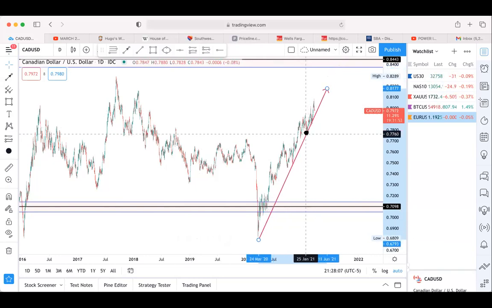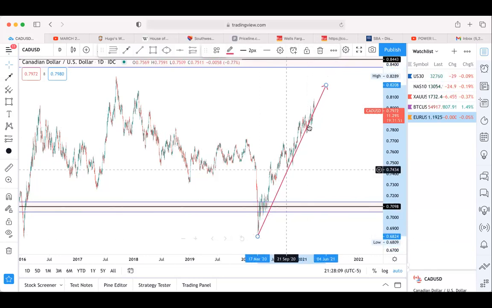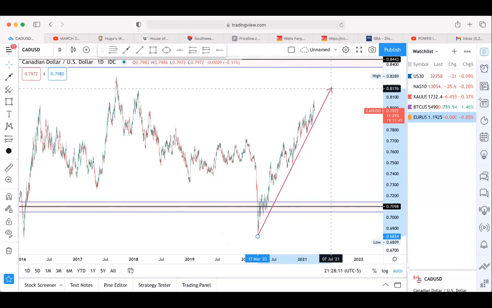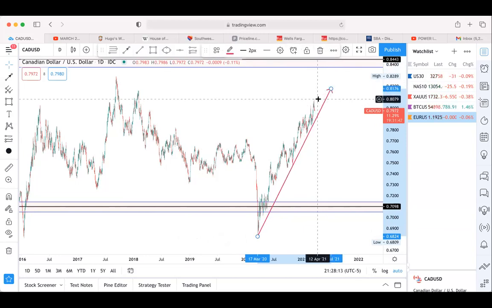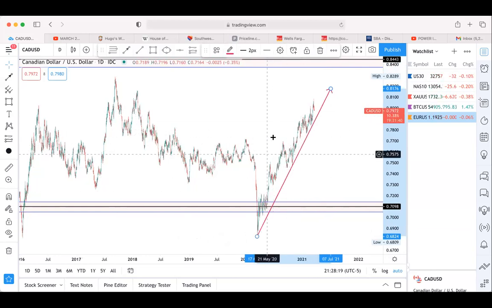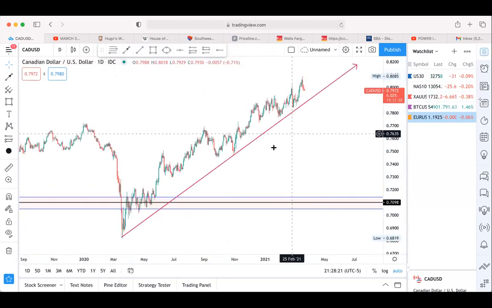If you look at it, it started from here and it's going up. So you don't want to sell in this market because if you try to sell, you're going to lose money. This is a bullish market. Right now, the market is what? Is bullish.